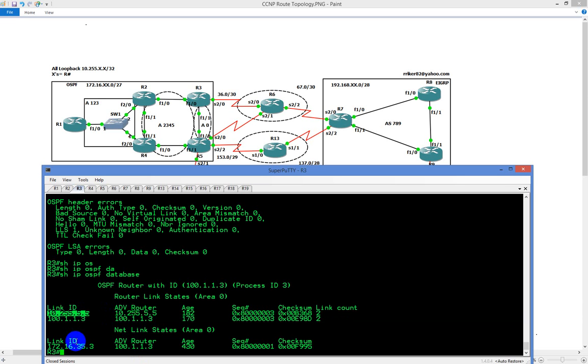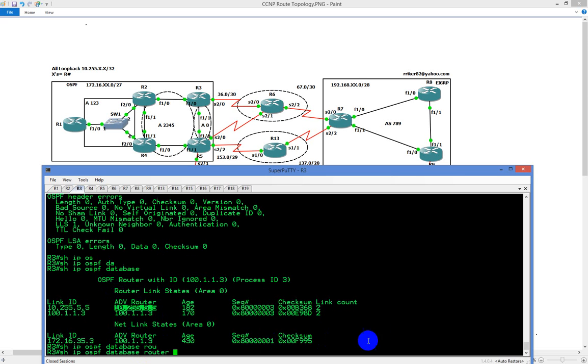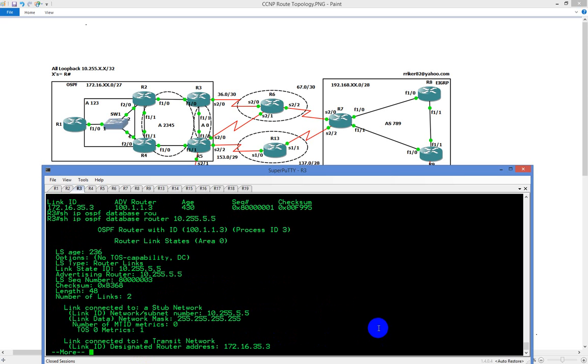The link ID is 255.55, which is the loopback, as well as the other link ID, which is me advertising my link in. This router LSA means the directly connected links on that particular router, and the network link state, this is the type 2 LSA, which is going to be your DR. Now I'm going to type in router LSA, and I'm going to type in 10.255.55. I'm going to right click and hit enter.